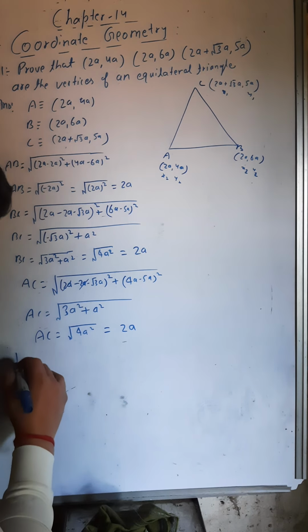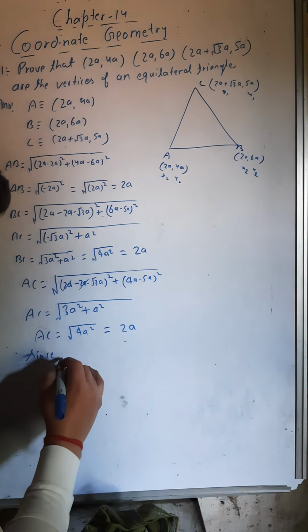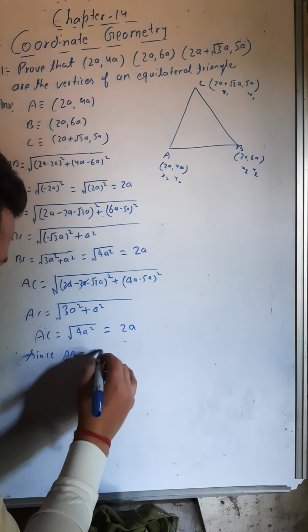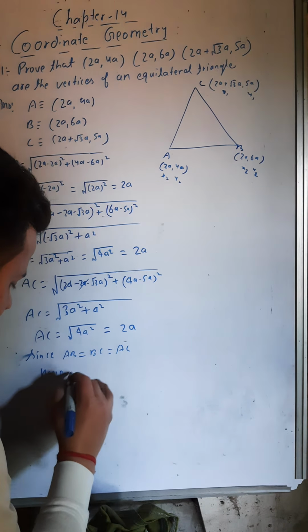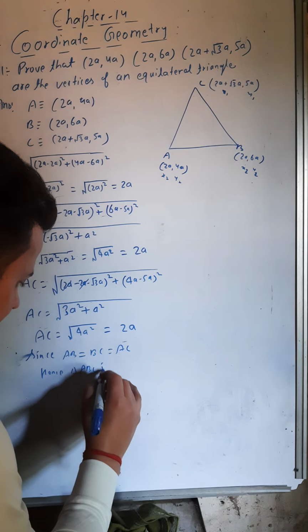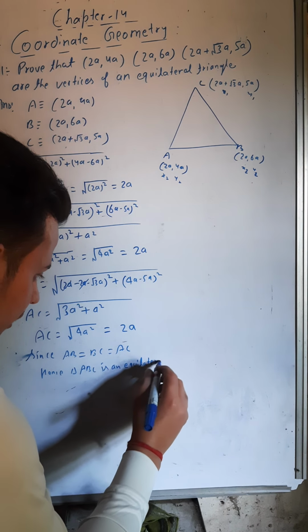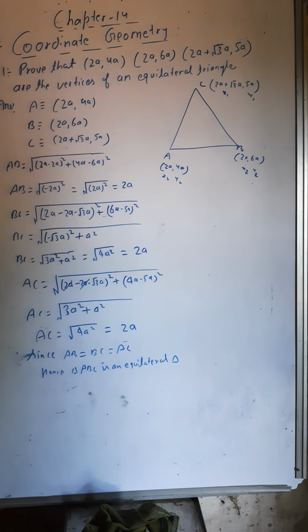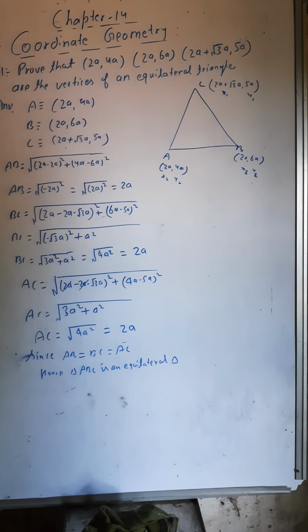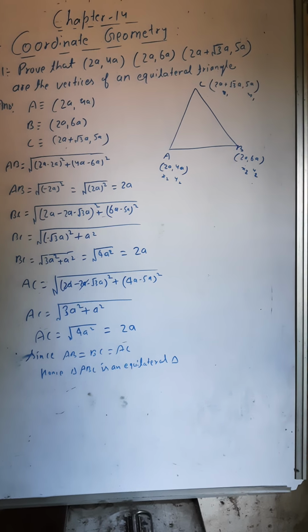So I can write here, since AB is equal to BC is equal to AC, hence triangle ABC is an equilateral triangle. Okay dear? This was your first question. Just note it down, then we will do the second one.